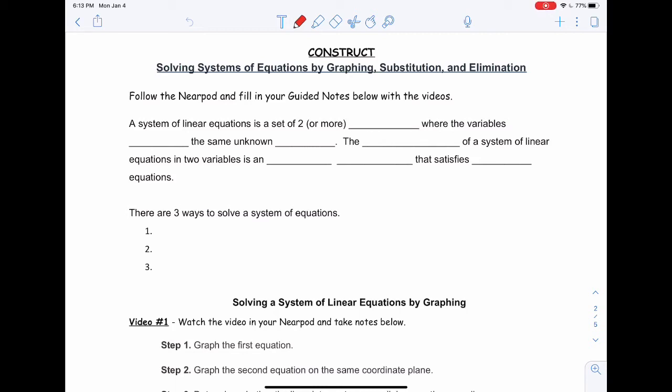Hi everyone! Today's lesson is about solving systems of equations by graphing, substitution, and elimination.